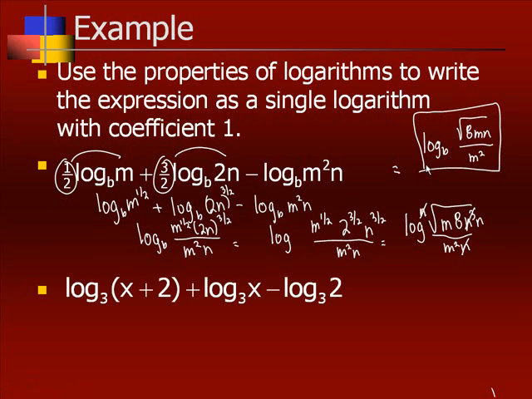Now let's do another one. The log of x plus 2 base 3 plus the log of x base 3 minus the log of 2 base 3. Well, up here, this is going to be the log base 3. Now this plus means we're going to multiply x plus 2 times x. The minus means we're going to divide by 2, so we would get the log of x squared plus 2x divided by 2, and that is base 3.